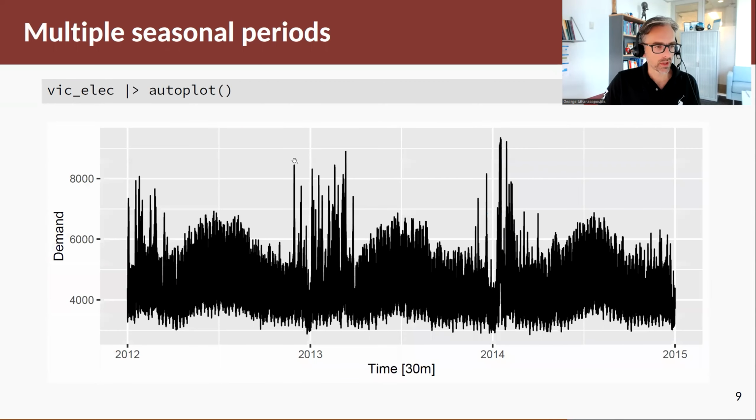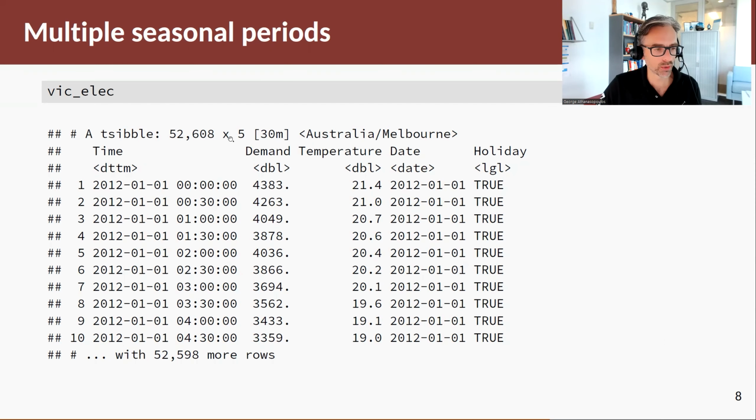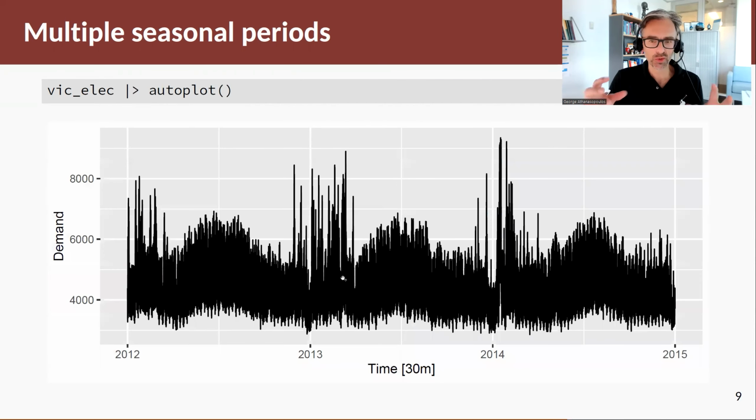So let's have a look at a time plot of this data. The data goes from 2012 to 2015, and there's a lot of half-hourly observations here. If you look at our table, the table has 52,608 rows. Hence, there's a lot of blue ink on our graph. But there are some features we can see here, and we can discuss them. But since we're talking about season plots, let's move to the next graph and discuss the features that we see there.